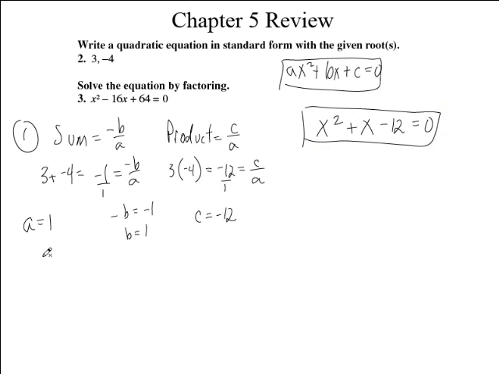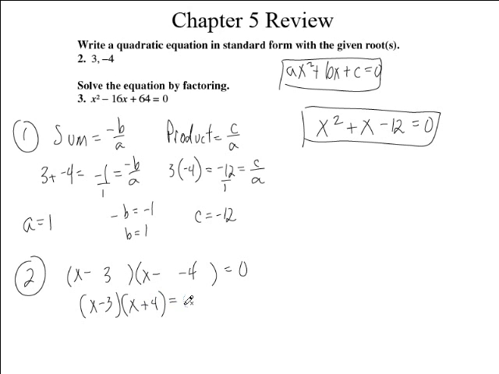Let's do it another way. We'll call this number 2. This is a different way. We could set up two parentheses multiplied together. I put an x minus here and an x minus here, and then I just put the numbers inside of here. We've got a 3, we've got a negative 4. So let's see what we get. It's x minus 3 times, now it's minus negative 4, which is plus 4, equals 0.